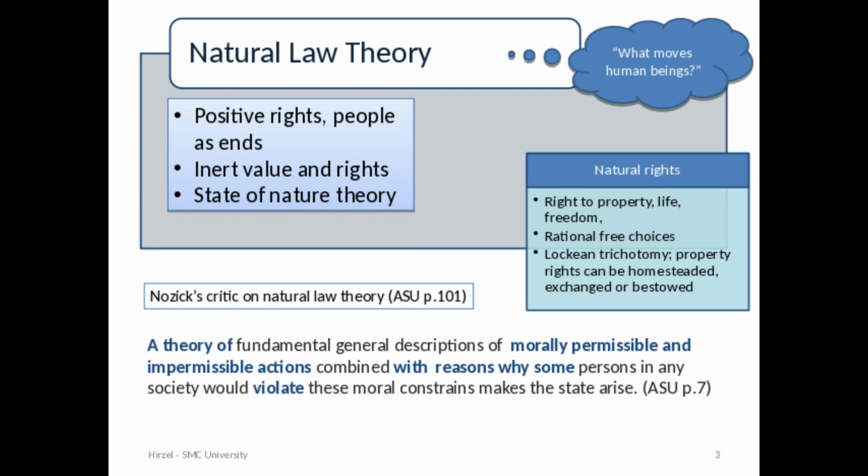Nozick states, just at the beginning, page 7, that a theory of fundamental general descriptions of morally permissible and impermissible actions, combined with reasons why some persons in any society would violate these moral constraints, makes the state arise. The question that lies behind this expression is, what moves human beings? True to libertarian tradition, Nozick bases his answer on natural law theory in a Lockean way, starting with a priori positive rights to life, freedom and property.